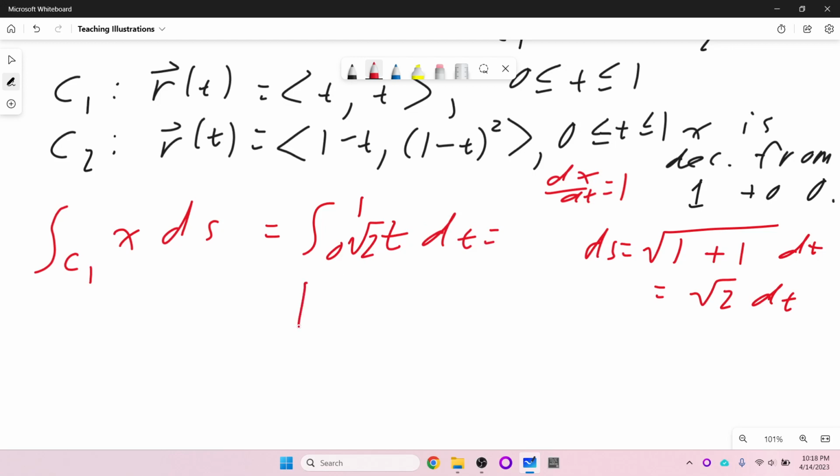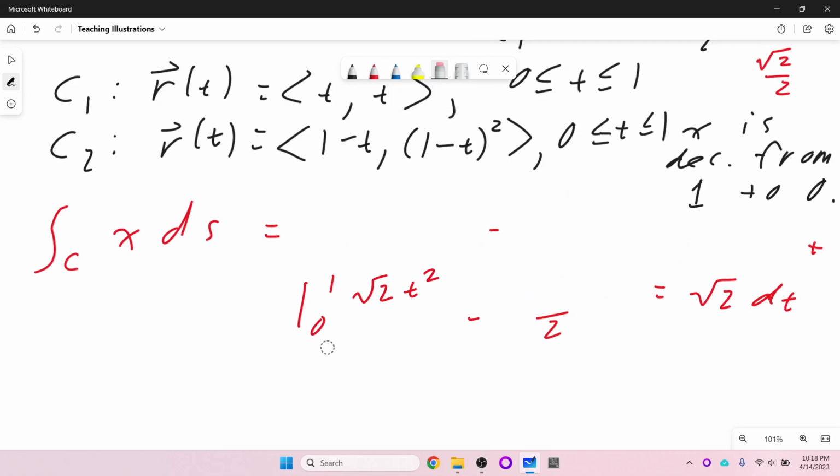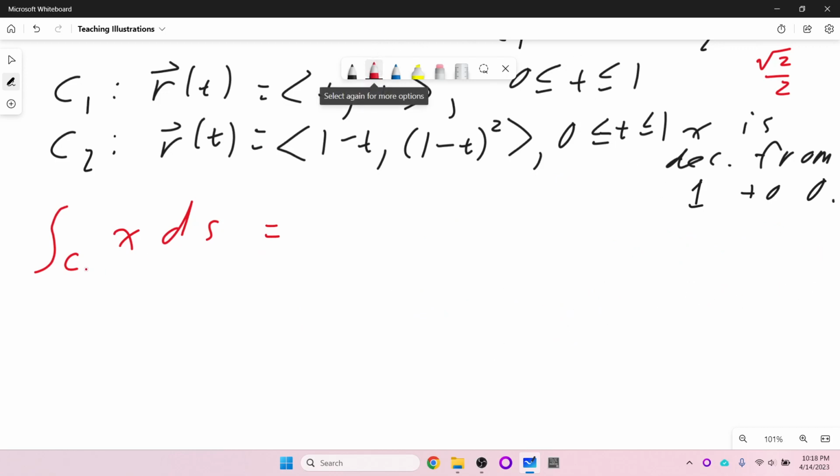So this then becomes the integral from 0 to 1 of root 2 t squared over 2, which then becomes just root 2 over 2. So save that one. Okay, root 2 over 2 is the first piece. And now we need to do C2. All right, so let's do C2.